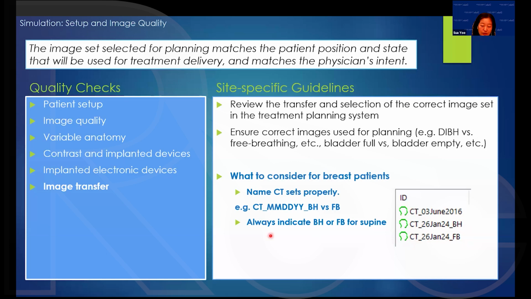For some patients, we might do supine and prone both, then we indicate whether it's supine or prone as well. That's just because we don't want to get confused. And this is our standard, so you need to develop your own standard.